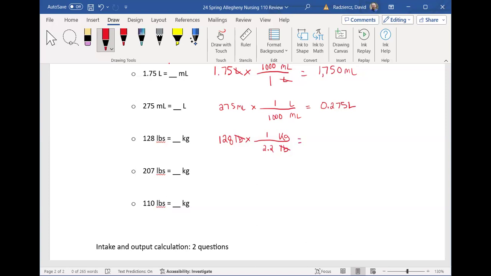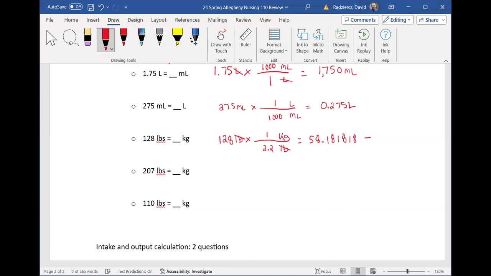So I'm going to take my calculator, because that I don't have memorized. And I'm going to take 128 divided by 2.2. And I'm going to get 58.1818181818 repeating. So I'm going to write that out, 58.1818, just so you know that it's a repeating number. It just keeps going. That's also a good indication that you need to round.